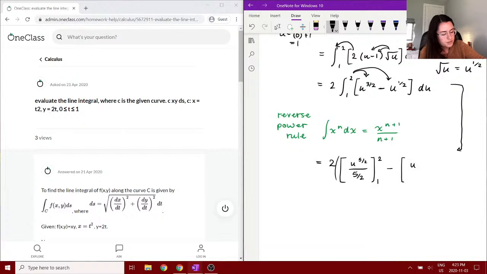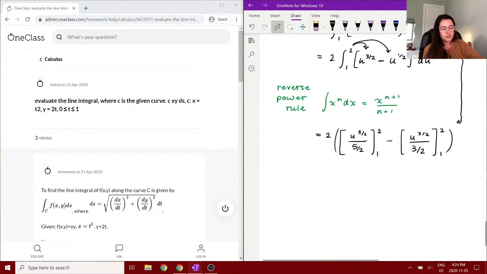And then for the next one, we have u to the 3 over 2 divided by 3 over 2, evaluated from 1 to 2. Okay? So don't forget that the 2 is out front, and that will multiply everything within the brackets because we took that outside of the integral a little bit earlier.